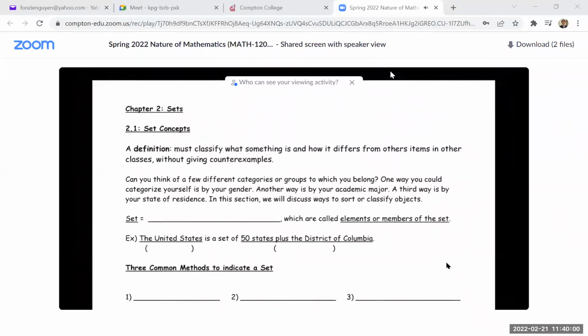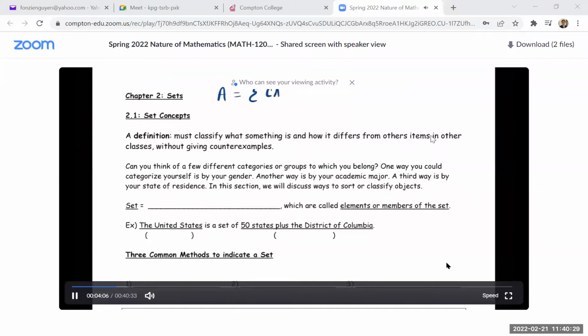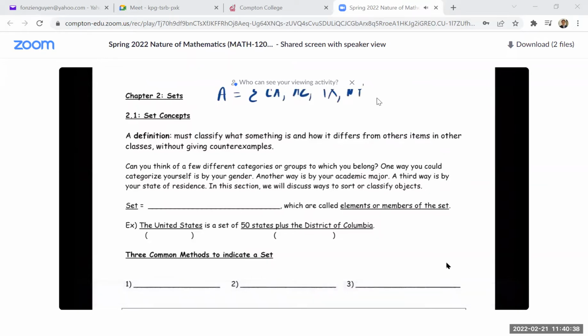So what a set is: a set is a blank which are called elements or members of the set. Let me give you an example. A set can be anything. You can define it to be A or B or any letter, and it can have anything inside of it: numbers, letters, names, cities, anything. So I'll just go with California, Arizona, Texas, New York. Those states would be an example of a set.